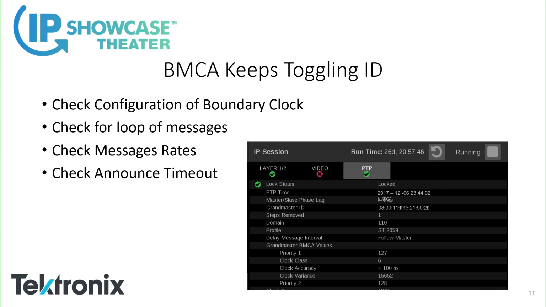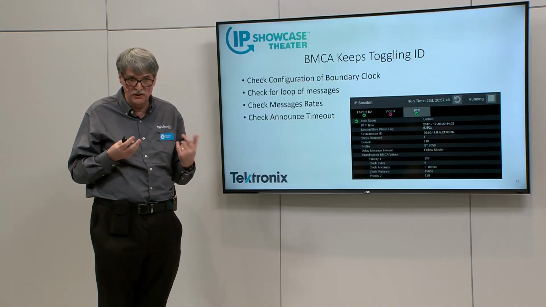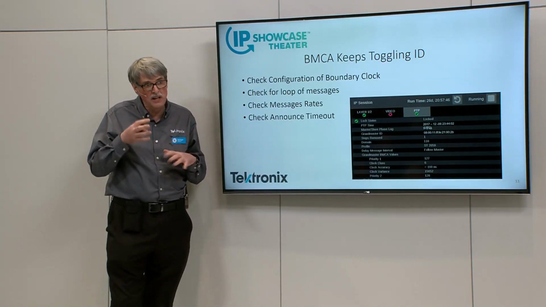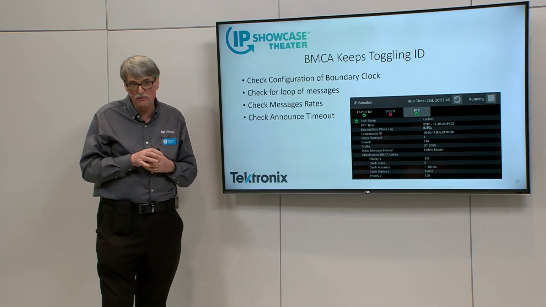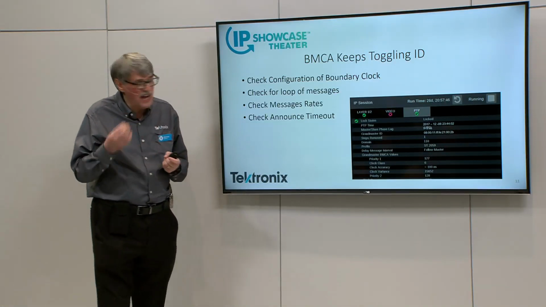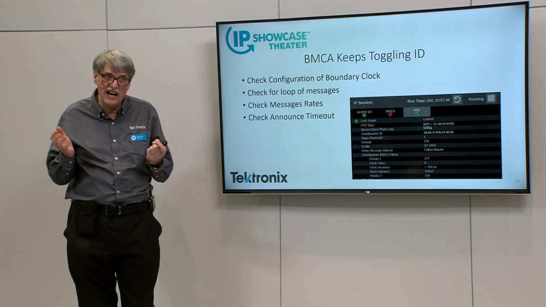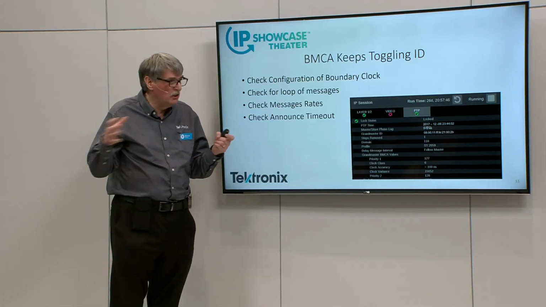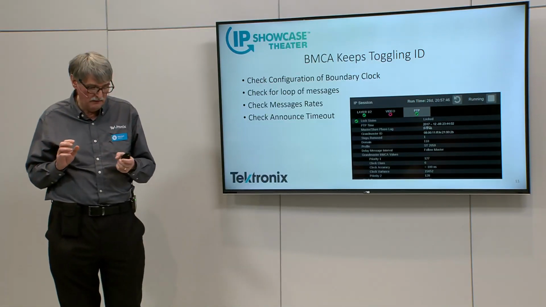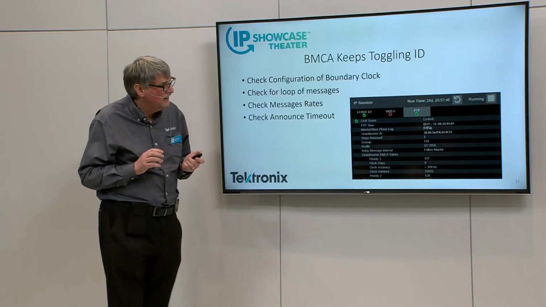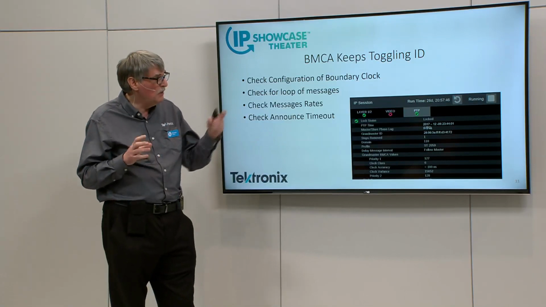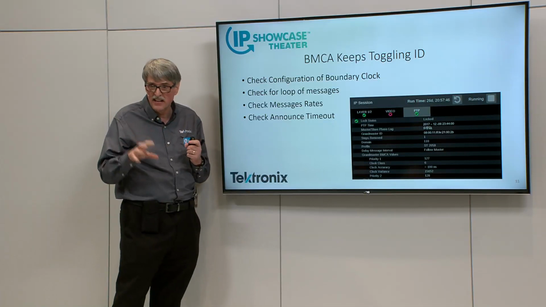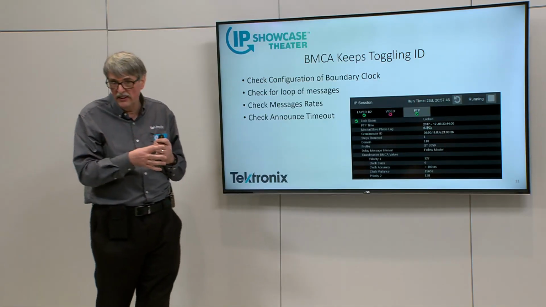What's typically happening is there is a timeout value. If a device hasn't received an announce message after a period of 3 timeouts typically, or 3 periods, then in that particular case, the best master clock algorithm will start to go again. It may have to look for another device to become the grandmaster. That's when you'll start to see this toggling effect between the 2 devices, as they go back and forth between the masters, as one tries to take over from the other.